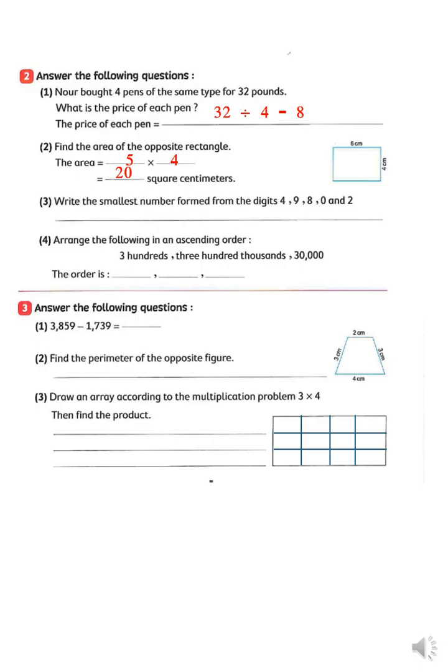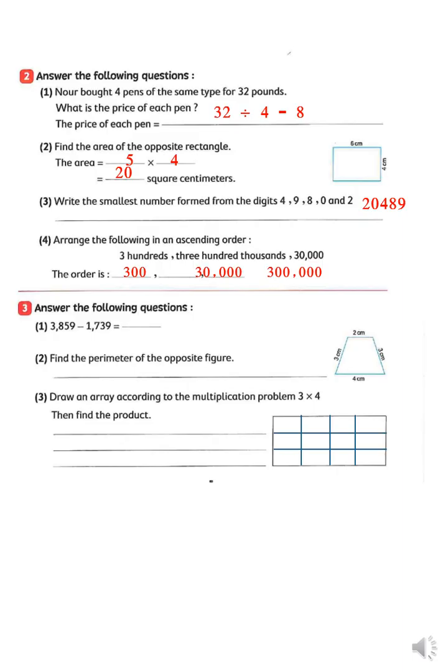Write the smallest number formed from the digits 4, 9, 8, 0, and 2. 20,489. Arrange the following in an ascending order. The first number here is 300, okay? And the next 30,000. The next 300,000.